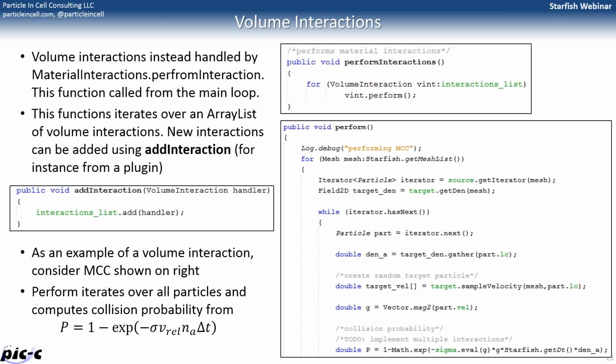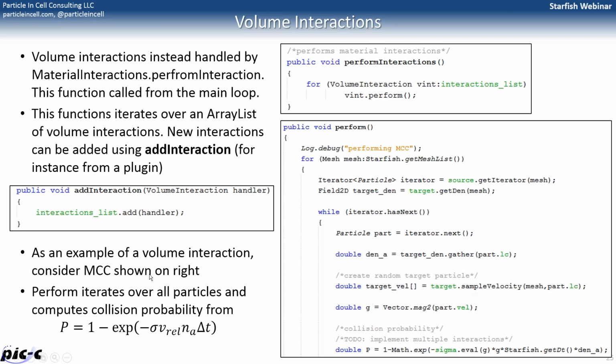Okay. The volume interactions are instead handled by this perform interactions function, which is called by the main loop. All this does is loop through all the interactions that are in this list, and call the perform function on them. Okay. And just as an example, a volume interaction is MCC. It's a very simple example.